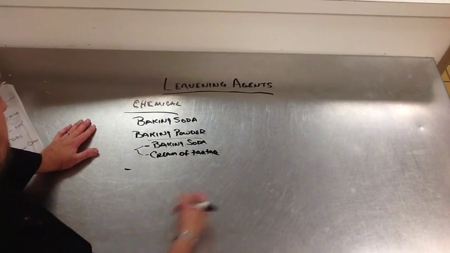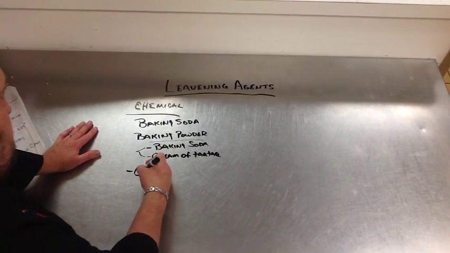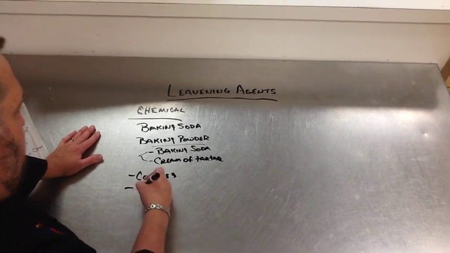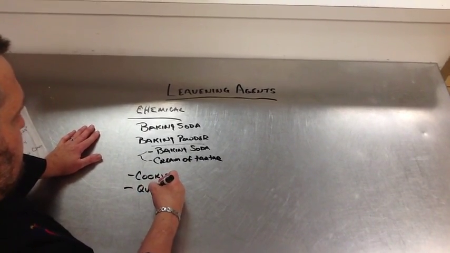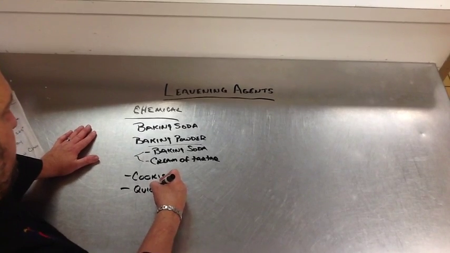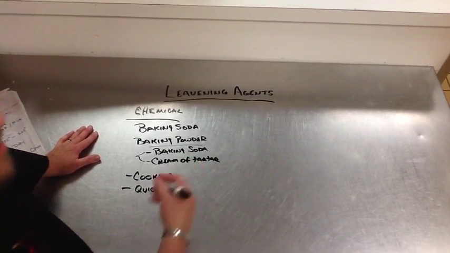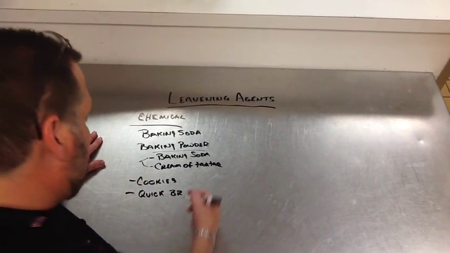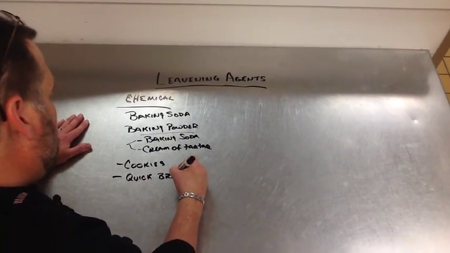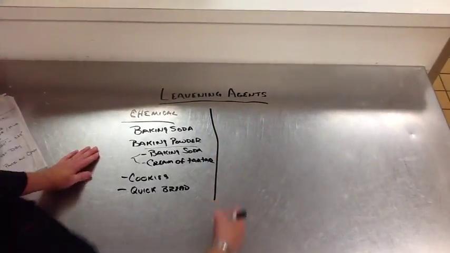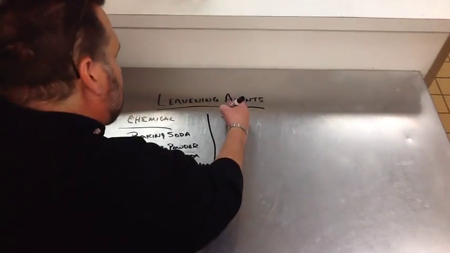And again, the common things that you would find for that would be cookies and quick breads, such as zucchini bread, which obviously must be healthy for you because it has vegetables in it, or banana bread. Now, the next leavening agent I want to talk about is biological.